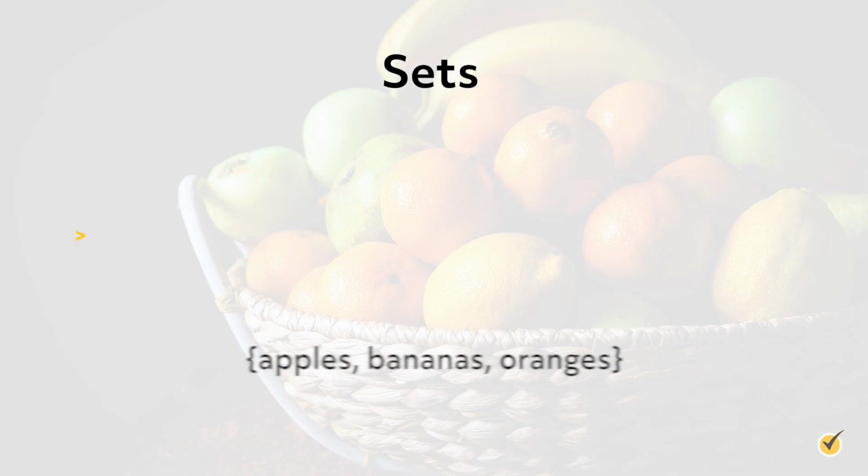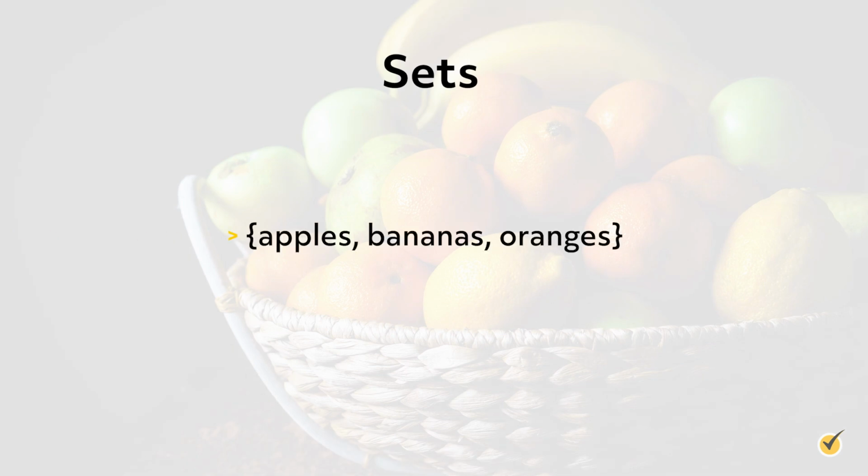In math, we represent collections of items called sets by separating those items with a comma and enclosing the set in curly brackets. For example, the set apples, bananas, and oranges can be written using the following mathematical notation.